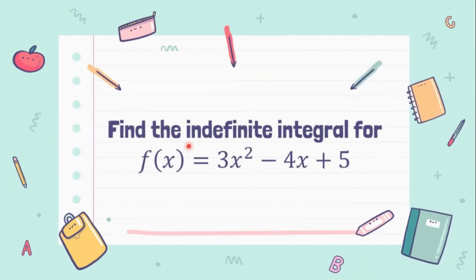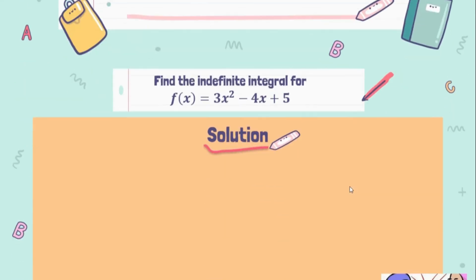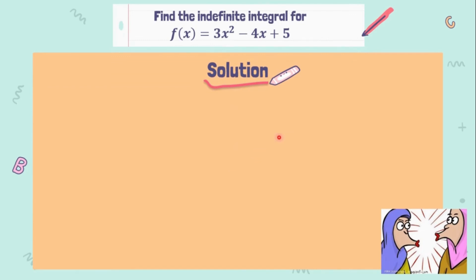Okay, find the indefinite integral for f(x) equal to 3x squared minus 4x plus 5. The way to do it is, first of all, we look at the formula for the indefinite integral. The formula is the integral of x power of n dx equal to x power of n plus 1 over n plus 1, plus c, where c is an arbitrary constant.